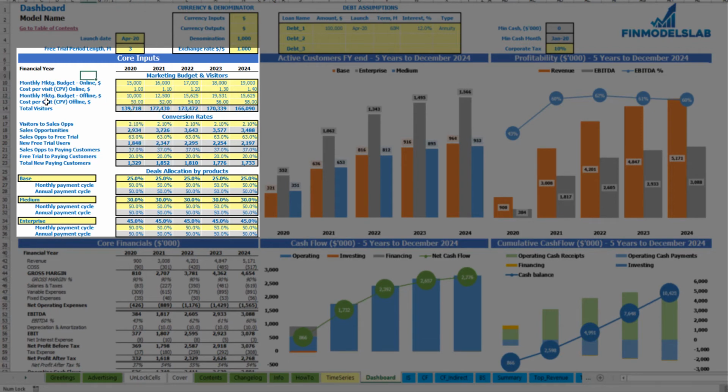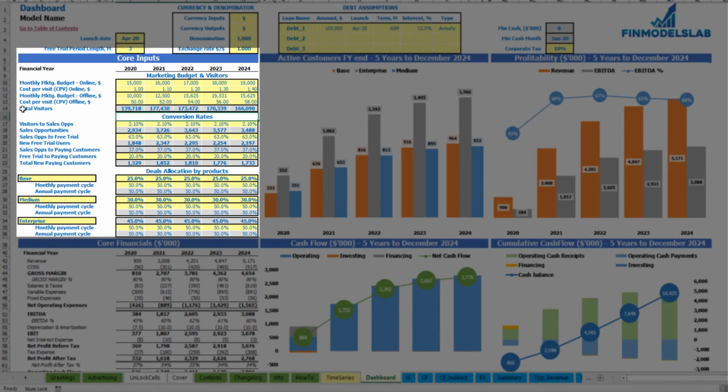Exactly the same logic applies for the offline marketing. You can input the average monthly marketing budget across the years and the cost per visit. As a result, you have total visitors by years. The next step is to convert these visitors to paying customers using the conversion rates for your sales funnel.